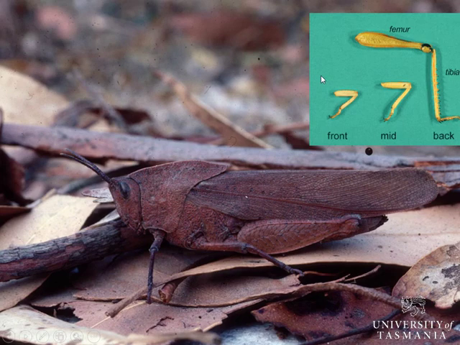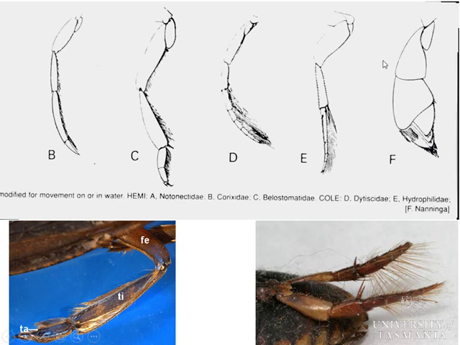Okay, so we can change that design in a couple of instances. The obvious one we can see if we've got a very enlarged femur and a swollen femur, if you like, and a very enlarged tibia relative to those, is jumping. That should be fairly obvious to you. This is a grasshopper species where jumping is quite possible.